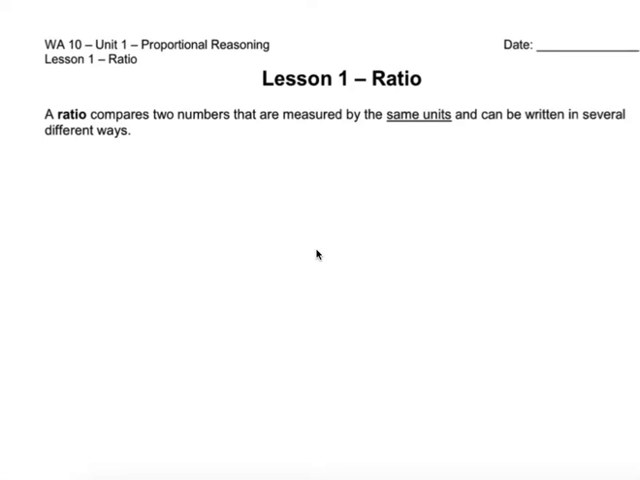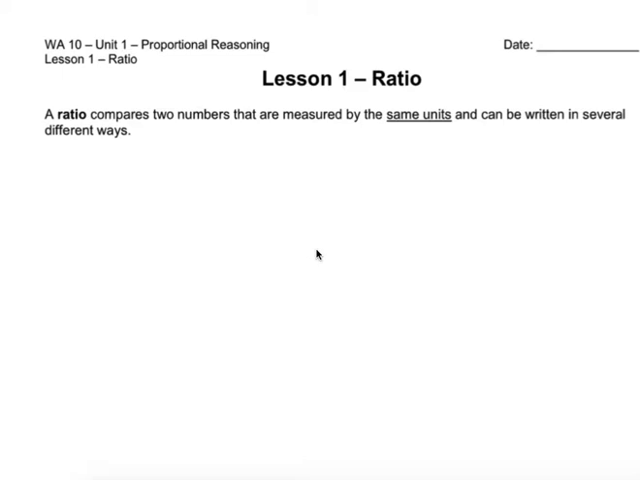The new unit we're going to be looking at is on proportional reasoning, and today's lesson is specifically on ratios. So a ratio compares two numbers that are measured by the same units and can be written in several different ways. Some ways that you can write a ratio are as a fraction.